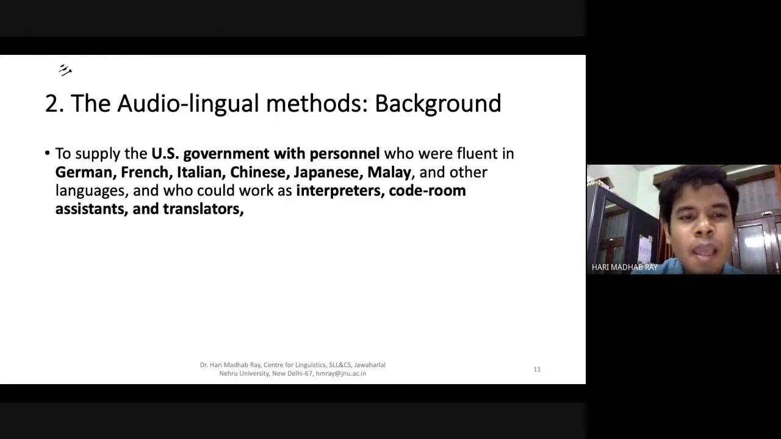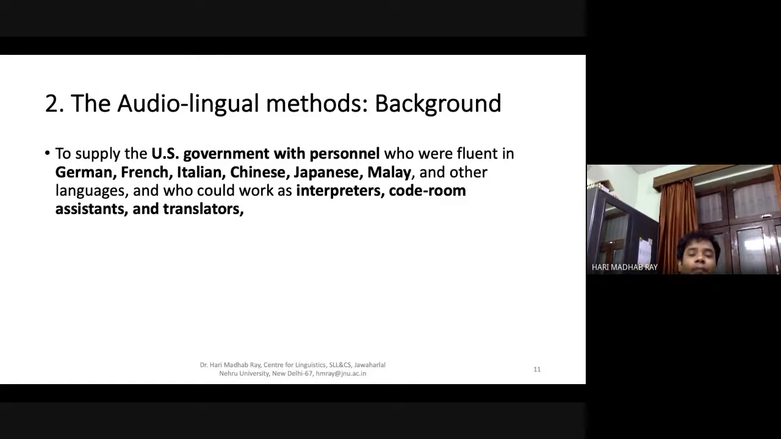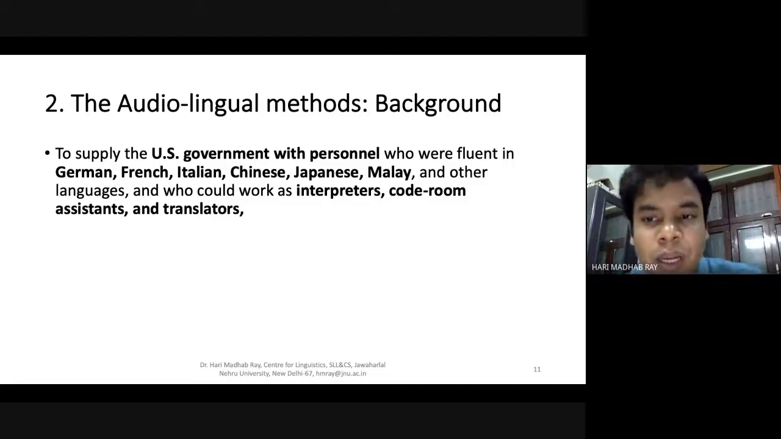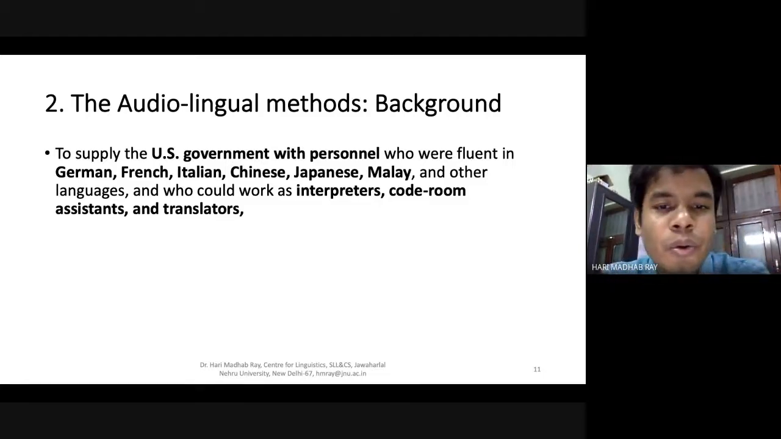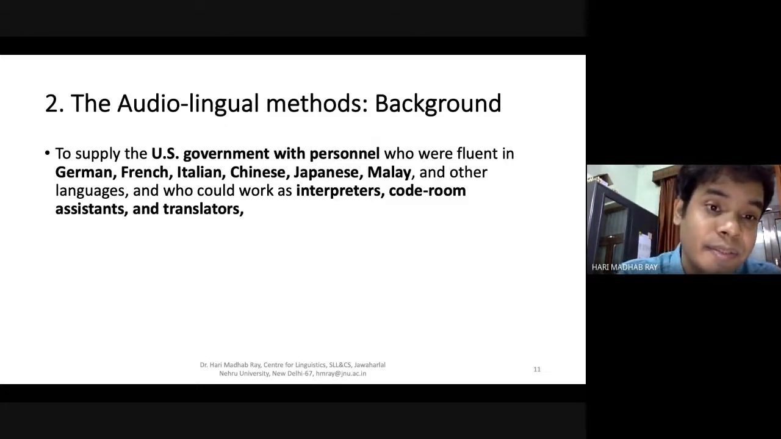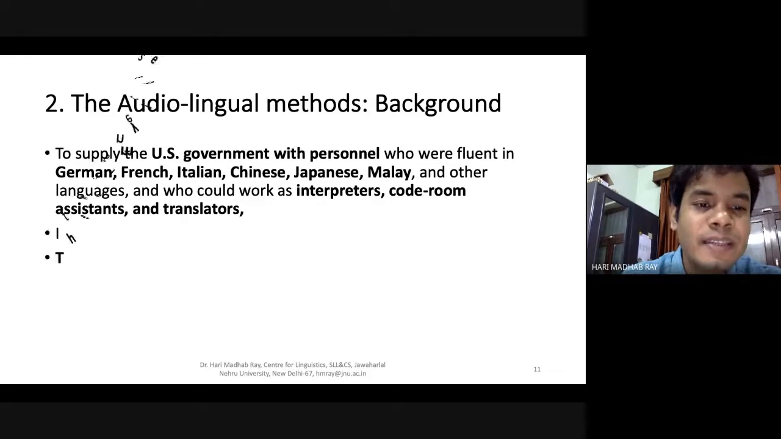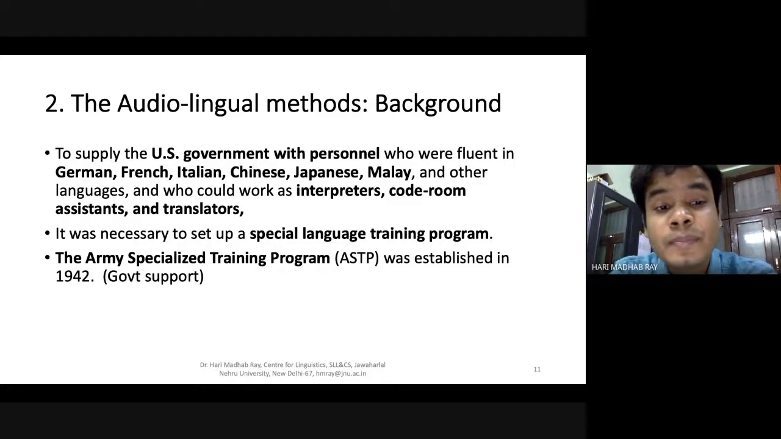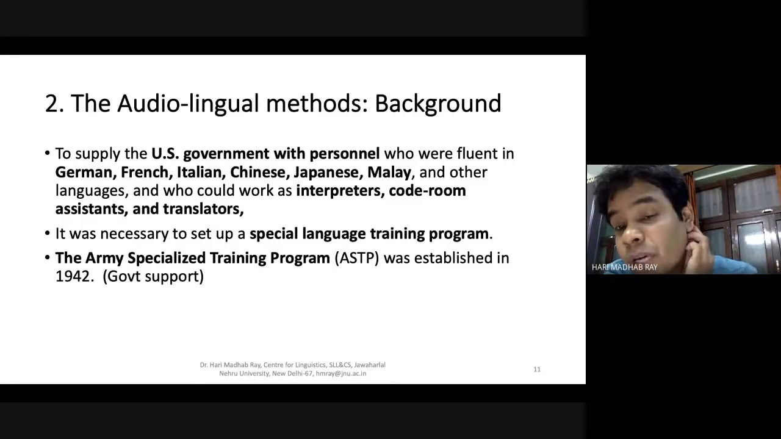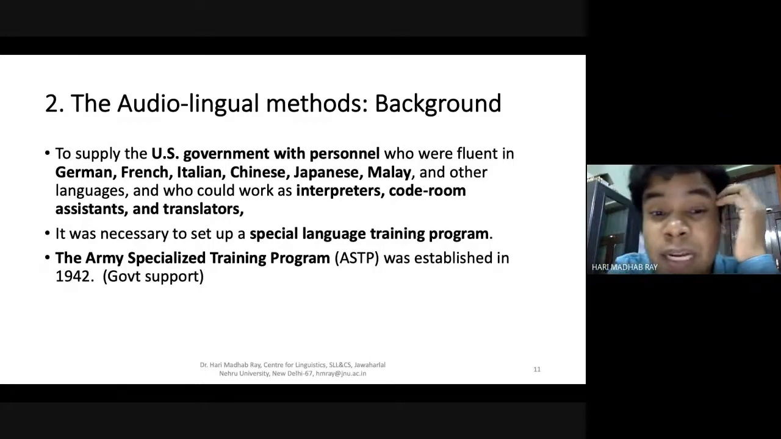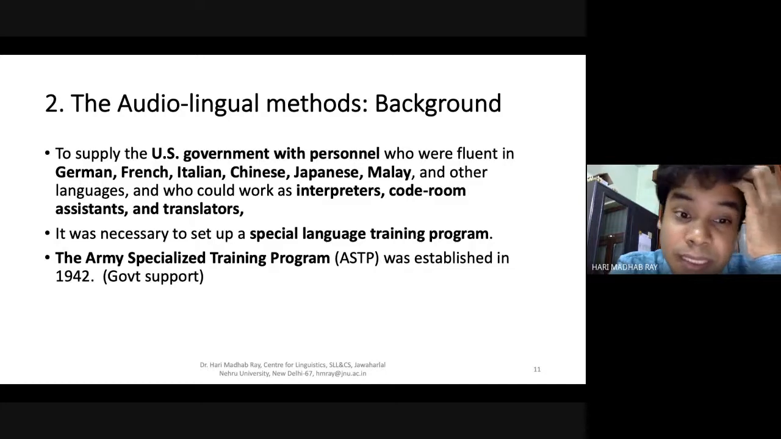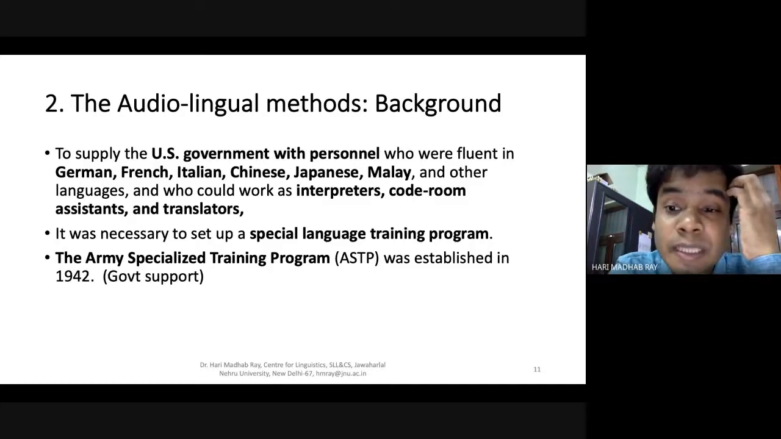Now what happened? To supply the US government with personnel who were fluent in German, French, Italian, Chinese, Japanese, Malay, and other languages, and who could work as interpreters, courtroom assistants, and translators. So this is where the whole business started, you see. It was necessary to set up a special language training program. Bloomfield himself, I told you, somewhere around the 1940s, set up this Army Specialized Training Program, established in 1942.